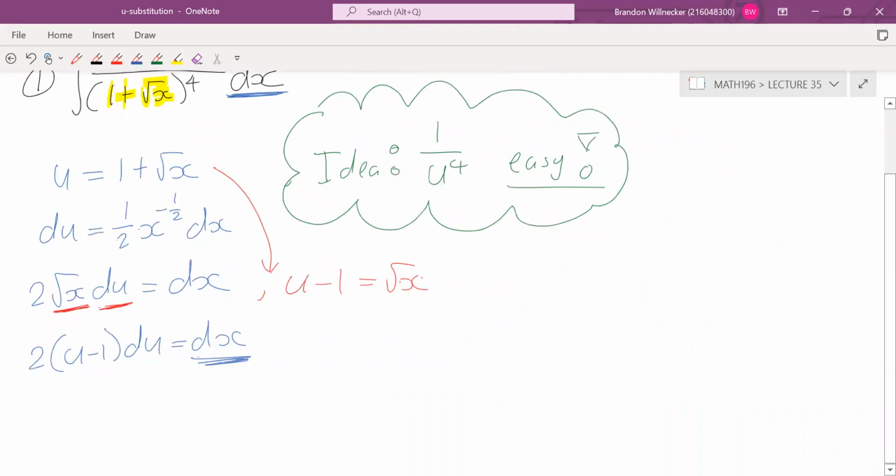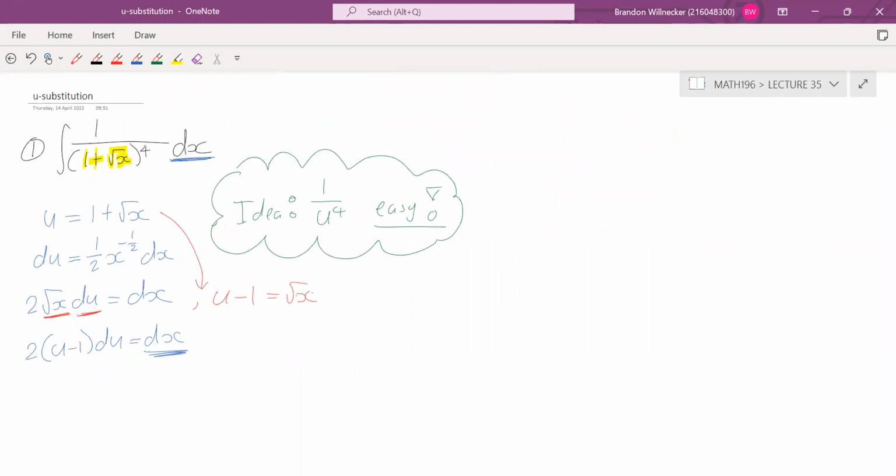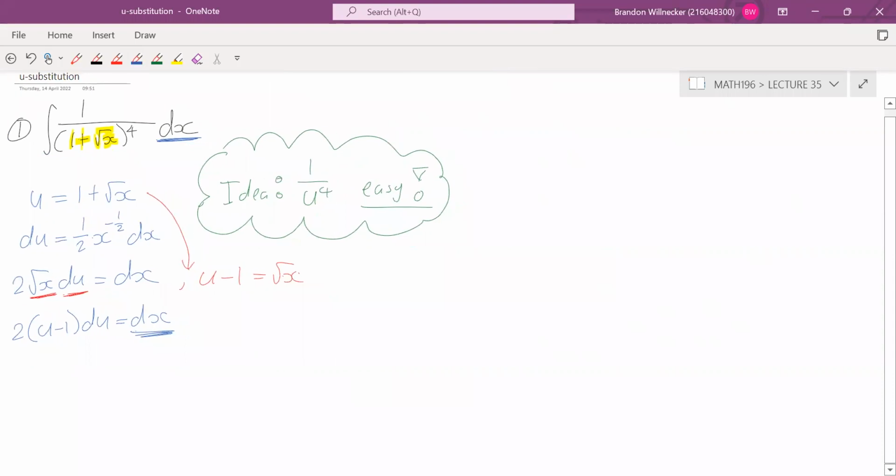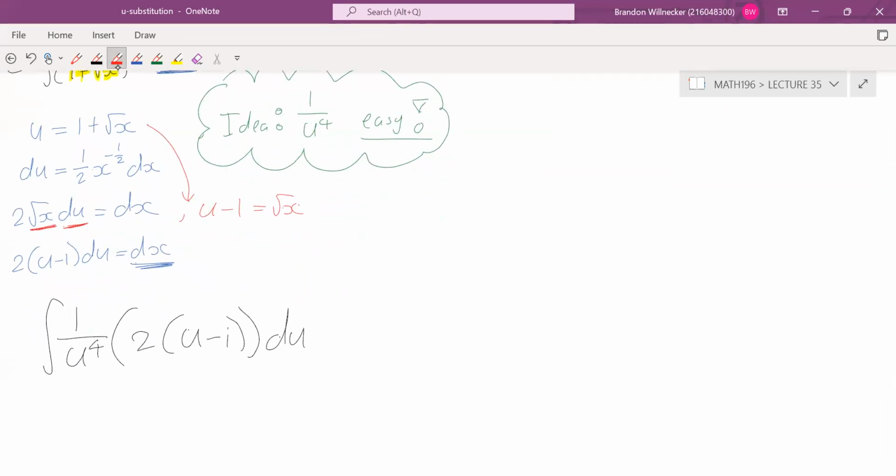Okay, so let's do the substitution now. We know the replacement for the function and we know the replacement for the differential. So our new integral becomes 1 over (1 plus root x) to the 4 now becomes 1 over u to the 4, and dx now becomes 2 times (u minus 1) du. So this part replaces the function, this part replaces the differential. You always need to replace both.